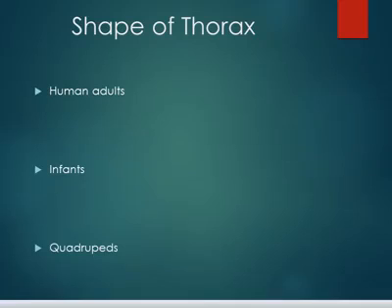Shape of thorax. Shape of thorax is narrow above and wider below. If transverse section of human adults is taken, thorax resembles kidney shape. In infants, transverse section of thorax is circular. In quadrupeds, anteroposterior diameter of thorax is greater as compared to transverse diameter.